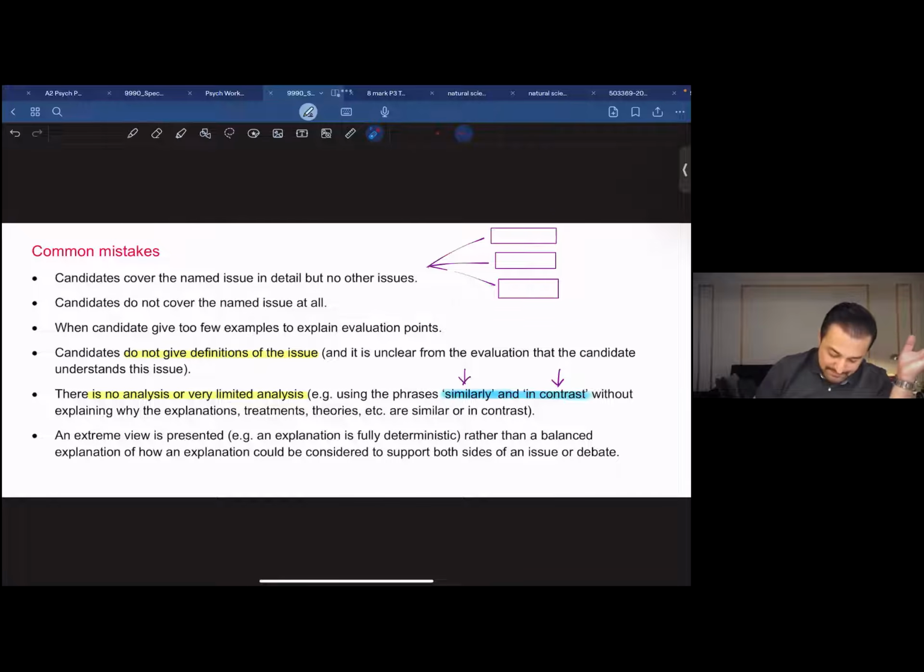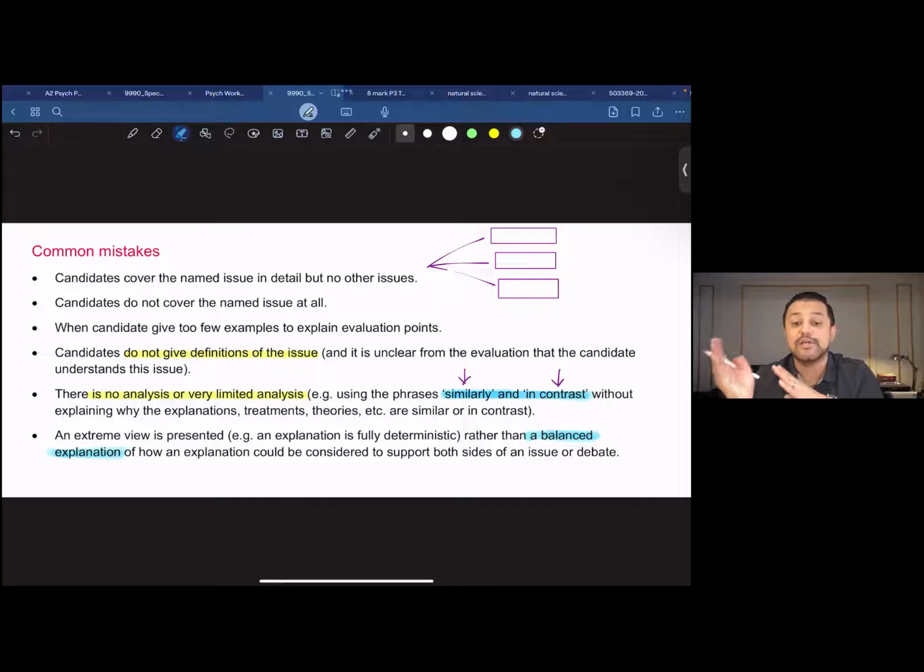Now, for instance, an extreme view is presented. Example: an explanation is considered to be fully deterministic rather than a balanced explanation. So, like I keep on saying, try keeping it balanced, rather than a balanced explanation of how an explanation could be considered to support both sides of an issue or a debate. Now, I hope this helps.